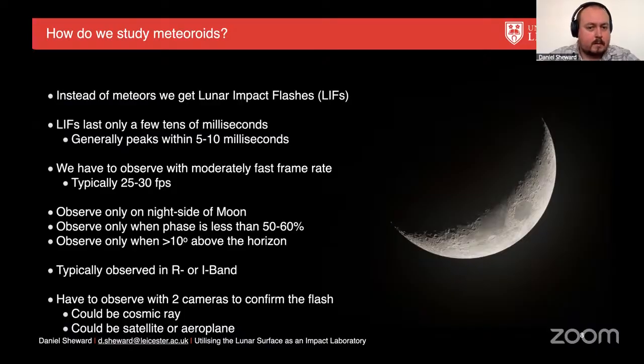And I haven't got it on my slide here, but you can only observe during Earth night. And because these are such tiny, quick events, you actually need two cameras, two telescopes, to confirm that what you have seen is actually an impact flash. Because if you've just got one camera, it could very easily be a cosmic ray, a satellite passing where the solar panels just happen to glint at that time, or an aeroplane. So you need two cameras to be able to say it's definitely a flash: it's in the same place on the moon in both images, and it's not moving.